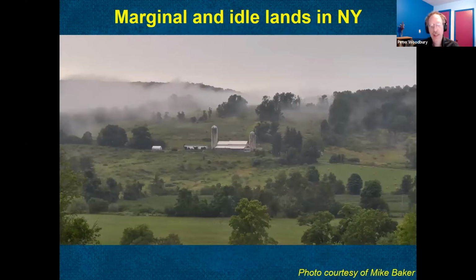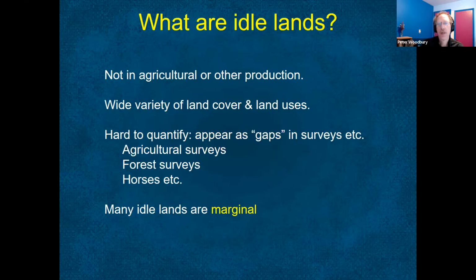So I just want to talk a little bit about this jargon of marginal lands and idle lands. What do we mean by these? Well, idle lands really just means that it's not currently in commercial production of some kind. It's a wide variety of land cover, meaning what the land looks like. Some of it's grasses and shrubs, some is young forest or beginning forest. Some of it's used for hunting or other purposes.